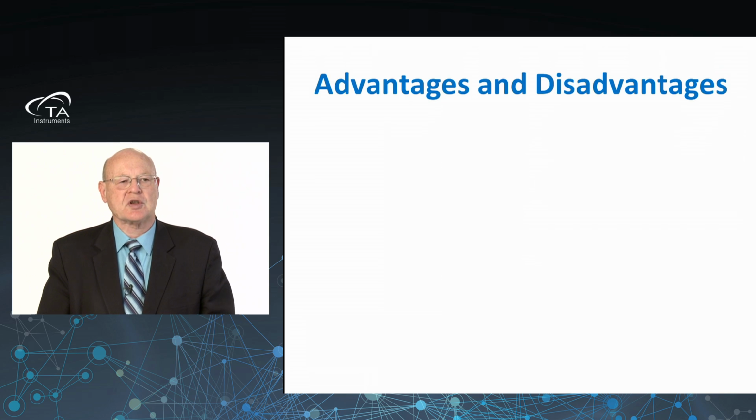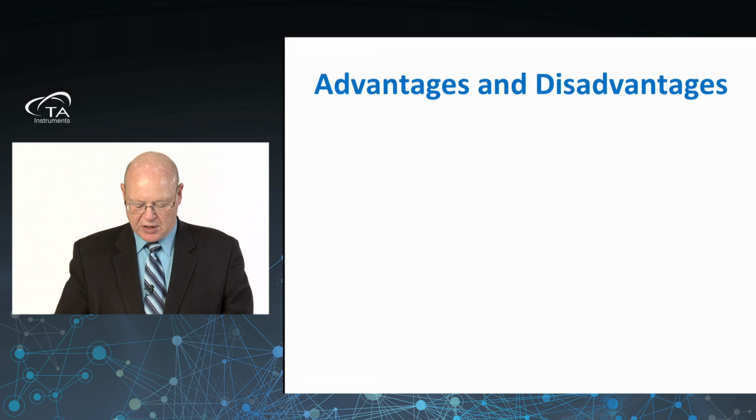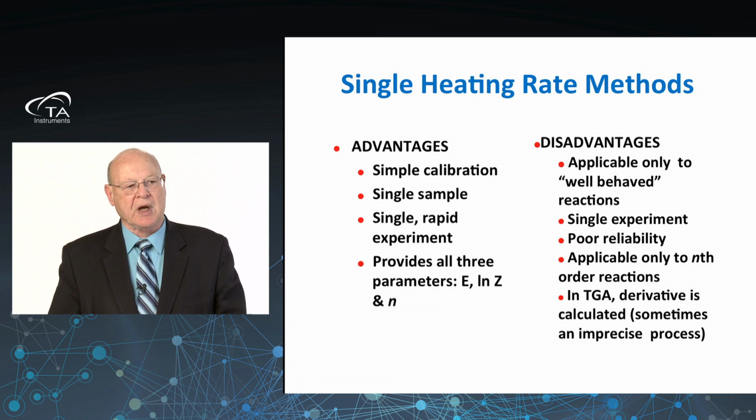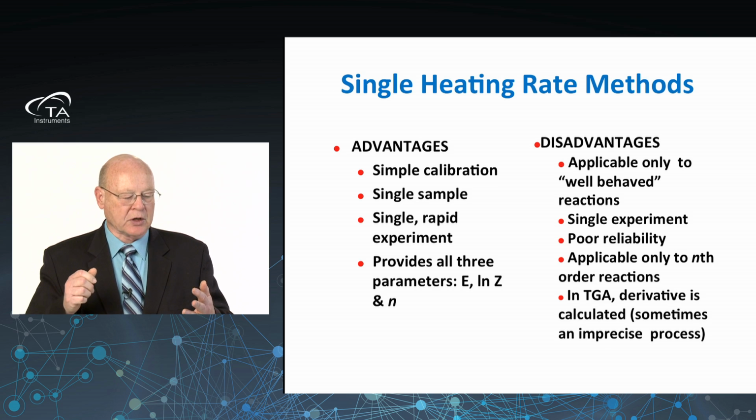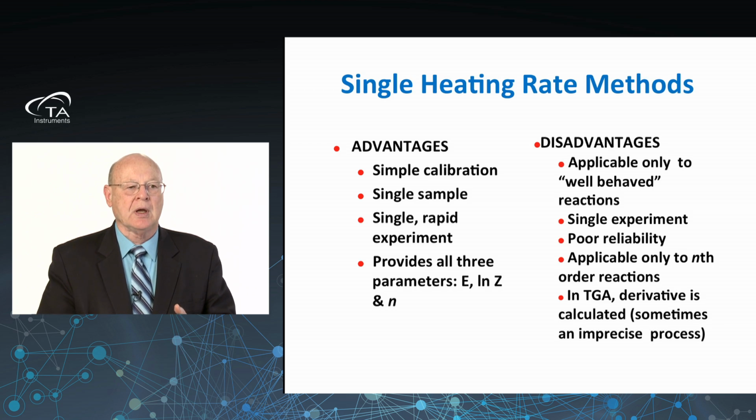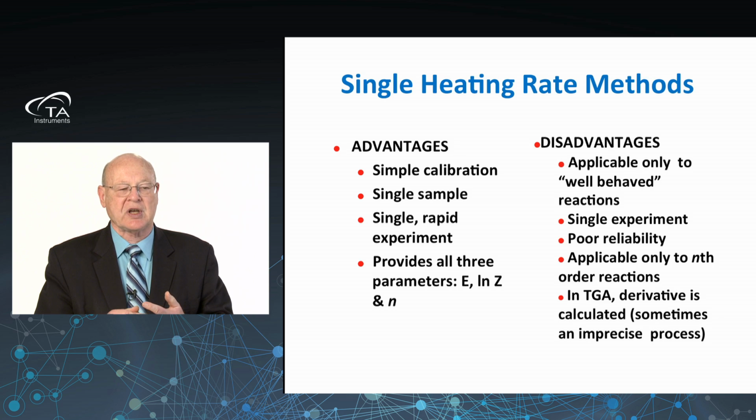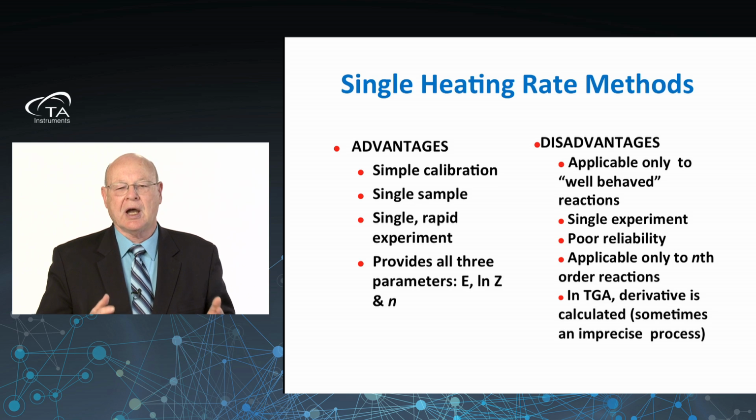Now let's talk for just a moment about advantages and disadvantages of the respective methods. The single heating rate methods have the advantage of a simple calibration procedure. We need to look at only a single sample. The determination is a single but rapid experiment, and it determines all three of our kinetic parameters: activation energy, log of the pre-exponential factor, and our reaction order n.